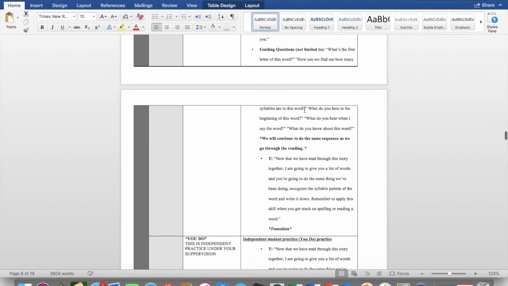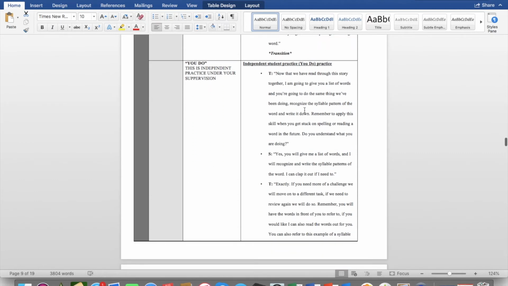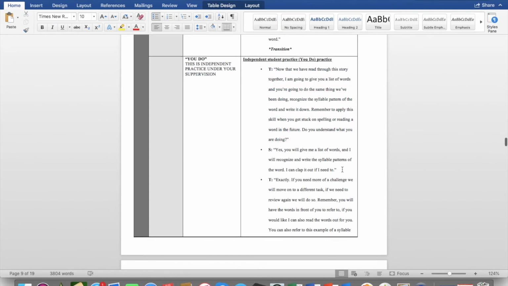So in the you do, I'm basically giving the student a sheet of paper with words, and I want them to break down the syllable pattern so that they kind of understand that concept. But they will have the words in front of them so that they're not completely lost. And here you'll see the dialogue where I said, now that we've read this story together, I'm going to give you a list of words and we're going to do the same thing we've been doing together, which is recognize the syllable pattern of a word and write it down.